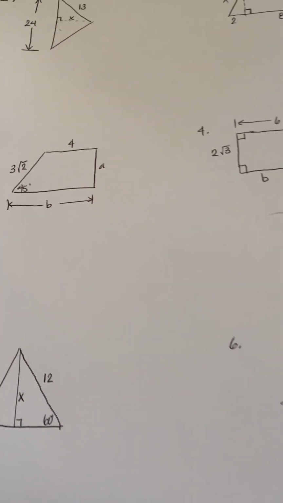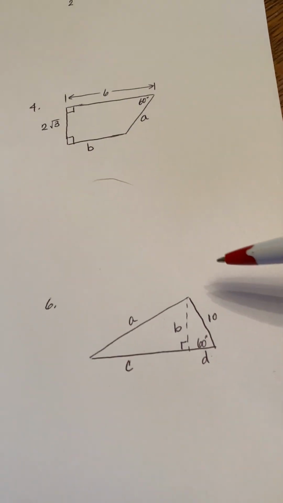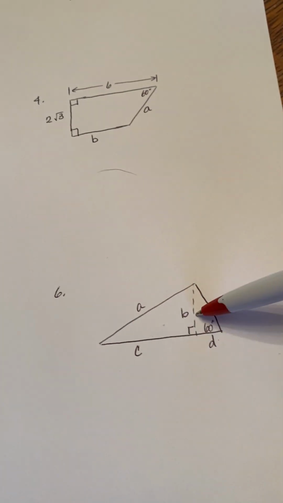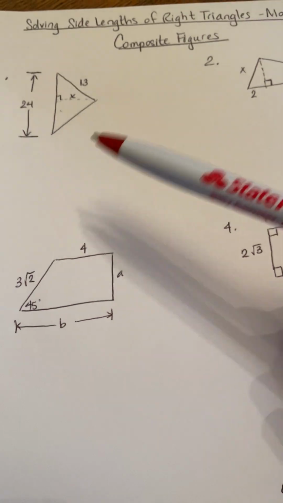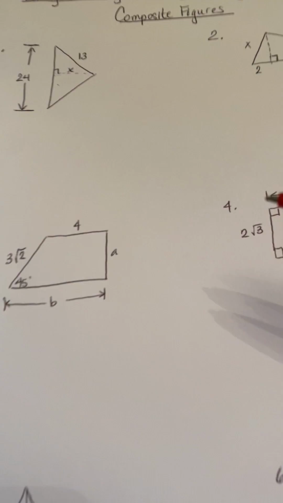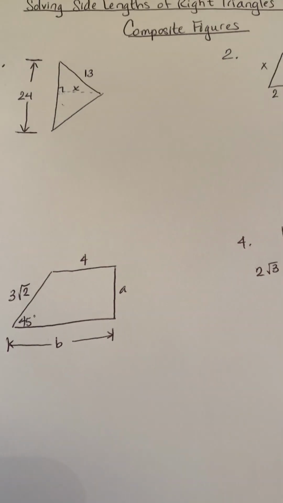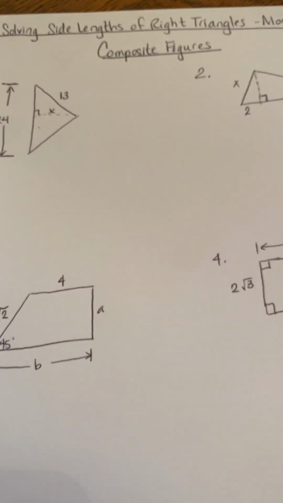All right, guys, here are more complex problems. These are the composite figures where you have two right triangles side by side or a rectangle and a triangle. Yeah, that's pretty much it. And using the rules that we talked about in the previous videos.